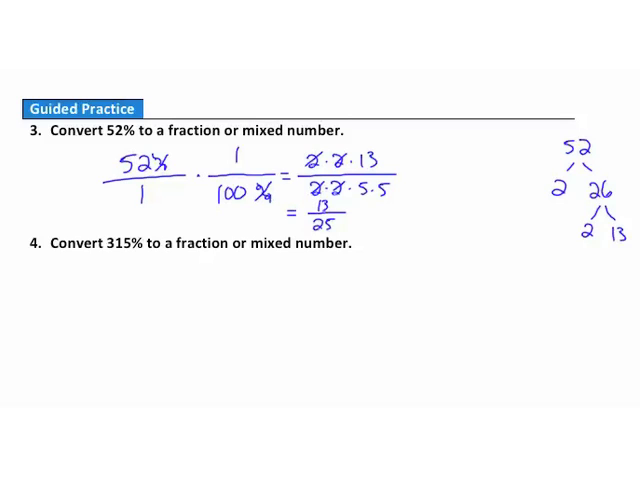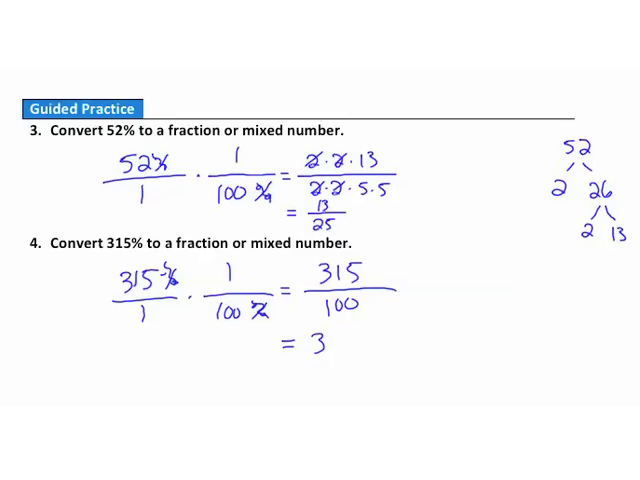Question 4. Convert 315% to a fraction or mixed number. Start by writing it as a fraction. Put it over 1. We want to divide out that percent symbol, so we're going to get 1 over 100%. Percent symbols divide out nicely for us. And when we multiply, we get 315 over 100. Now that's an improper fraction. We need to convert that to a mixed number. So 100 goes into 315 3 times. Then it's going to have a remainder of 15, so that's going to be 15 over 100.